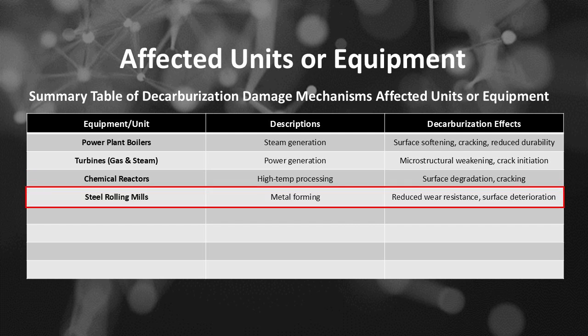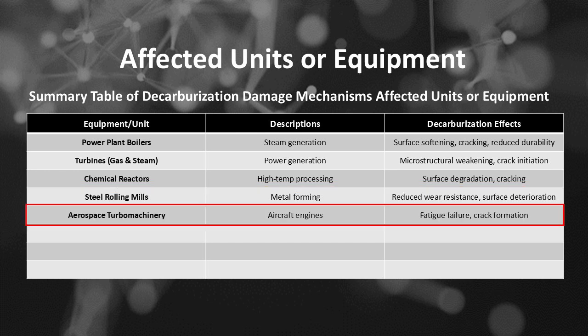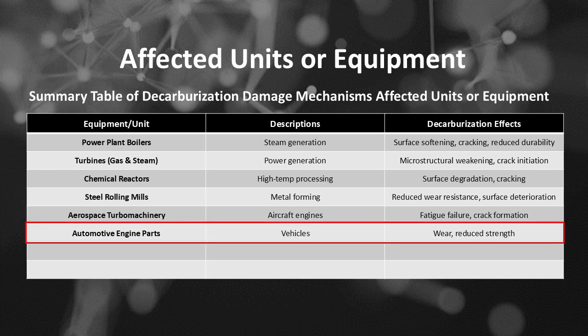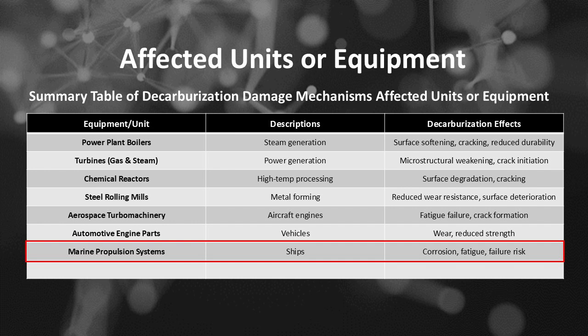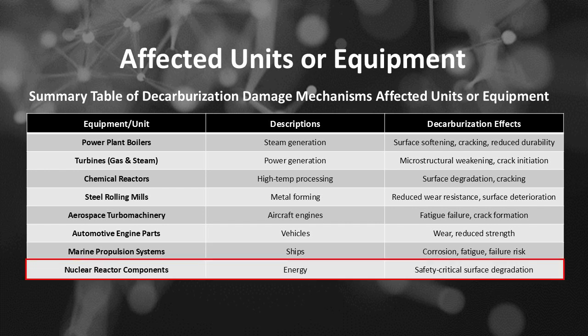For the steel rolling mills, described as metal forming, decarburization effects are reduced wear resistance and surface deterioration. For the aerospace turbomachinery, described as aircraft engines, decarburization effects are fatigue failure and crack formation. For the automotive engine parts, described as vehicles, decarburization effects are wear and reduced strength. For the marine propulsion systems, described as ships, decarburization effects are corrosion, fatigue and failure risk. And for the nuclear reactor components, described as energy, decarburization effects are safety-critical surface degradation.